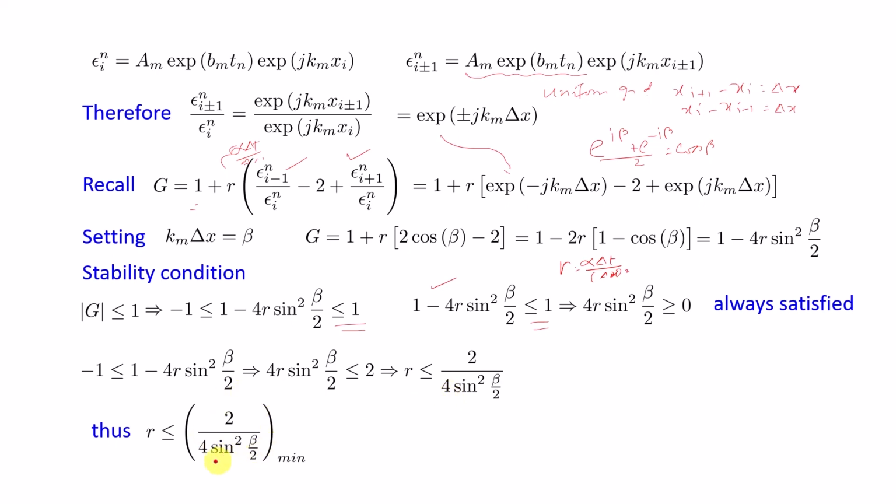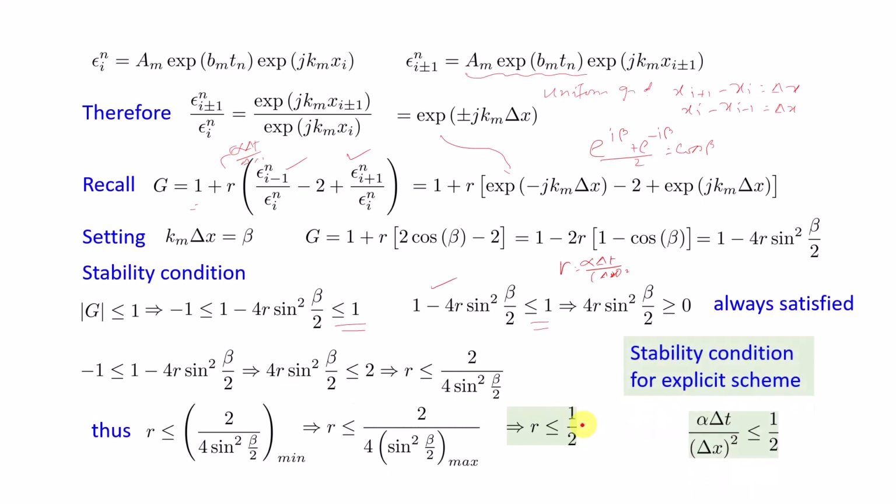So what makes this term minimum? When sine square beta by 2 attains its maximum, then 2 by 4 sine square beta by 2 will get its minimum. And I want to keep r less than the minimum. So what is the maximum of sine square beta by 2? Well, that should be 1. It cannot go any further because this is a sine function, which tells us r should be less than or at best equal to 1 by 2. Under this condition, g should be less than 1 and we have a stable scheme.